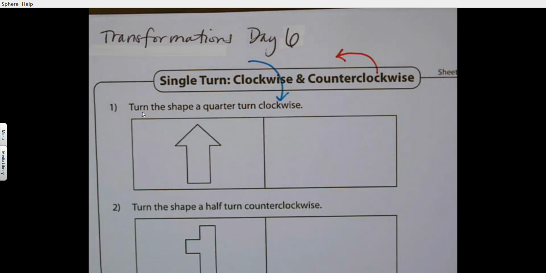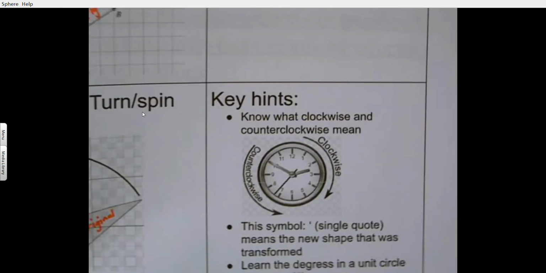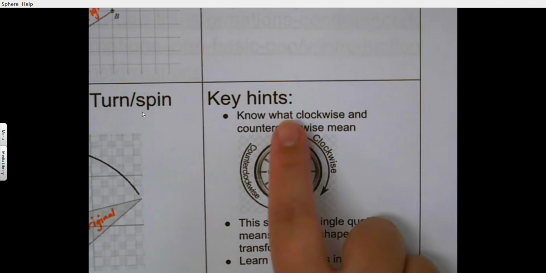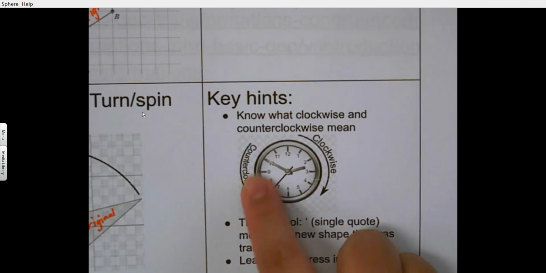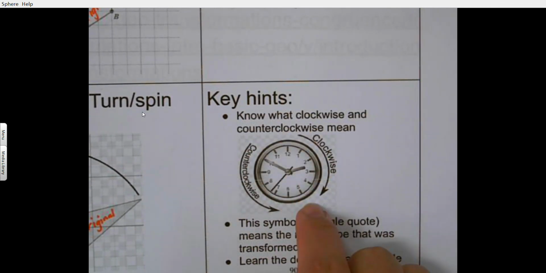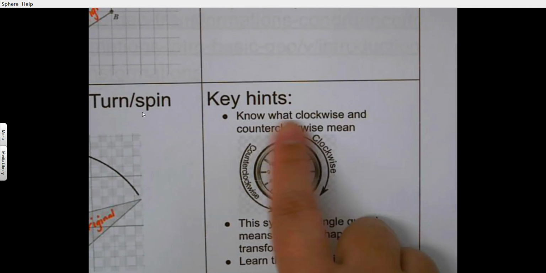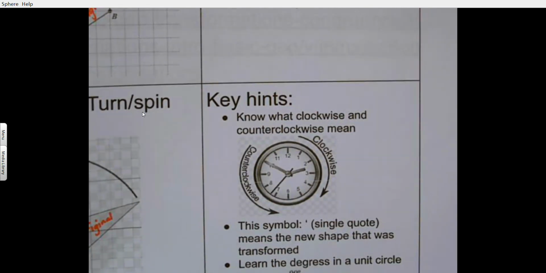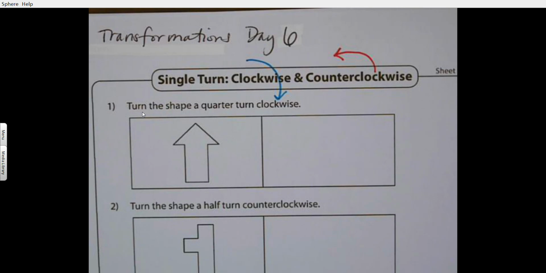Okay? So if you need a little bit more, you can always look it up. You could look at my little hints that we talked about at transformations day 1 that looked something like this. Clockwise, it's going in the direction and spinning in the direction of a clock. Counterclockwise, backwards. Okay? So you are simply just moving the image.